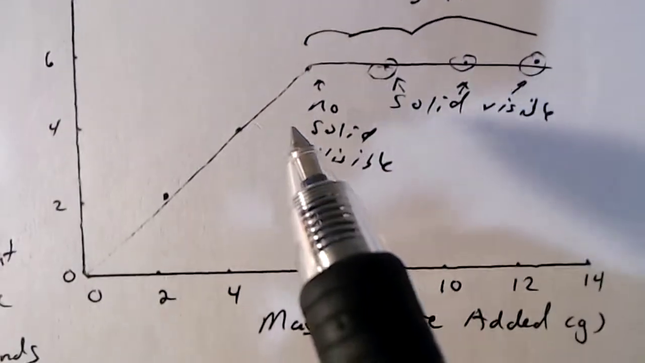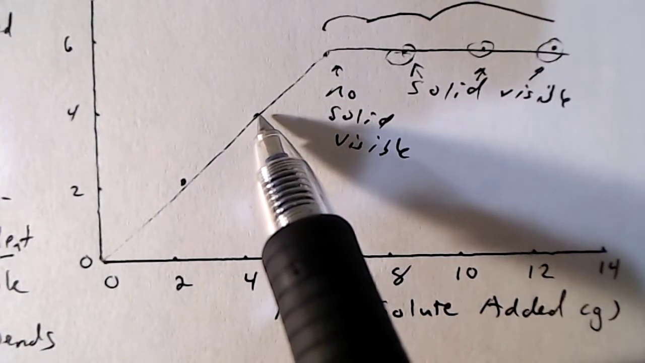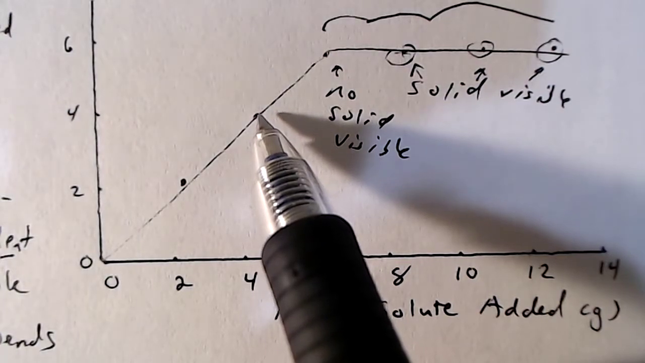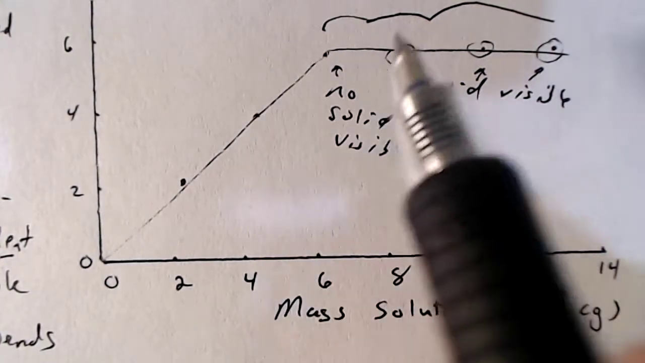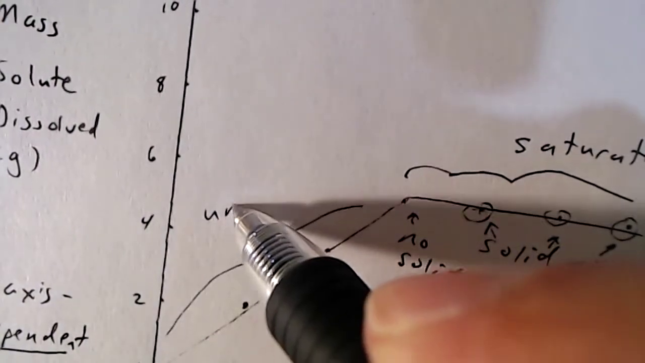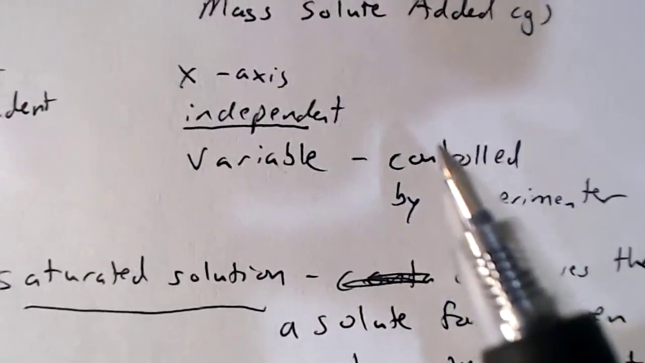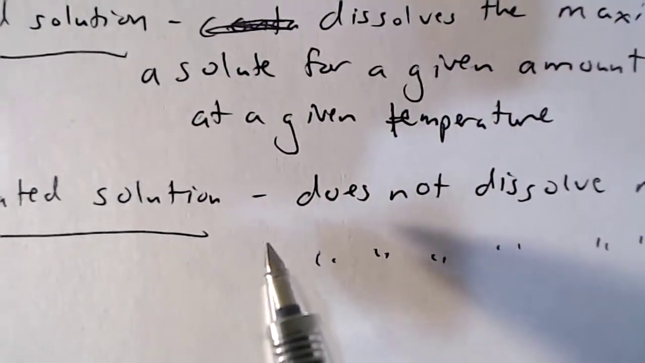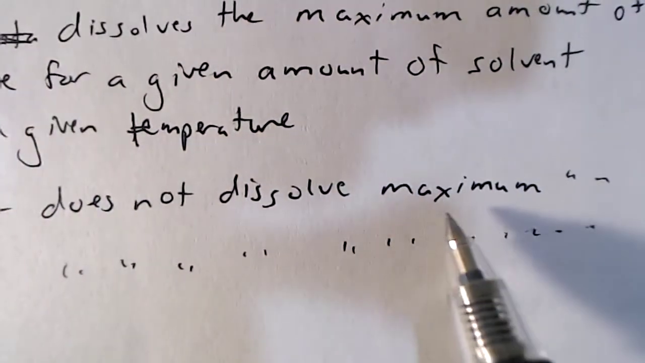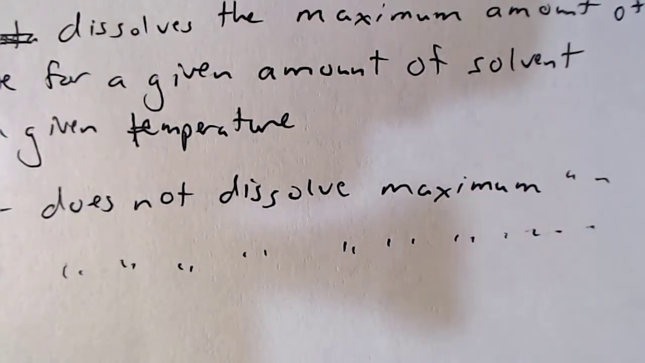All right, but in other cases where there was no solid visible and it had not yet reached equilibrium, not yet reached a saturated point, then those were unsaturated solutions. Those were basically not saturated. They were not full. They did not dissolve the maximum amount of solute for a given amount of solvent at a given temperature.